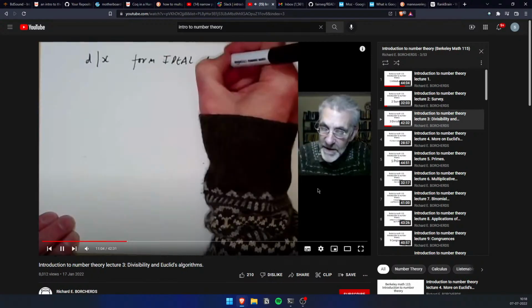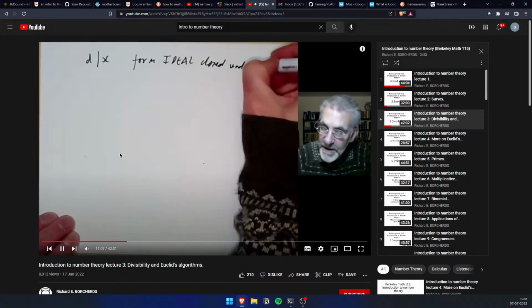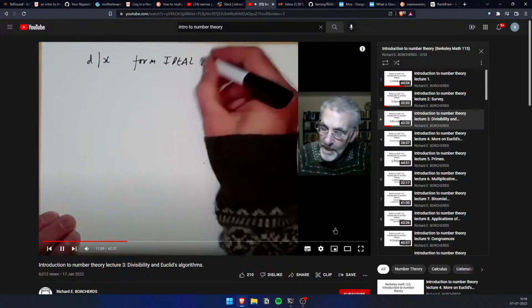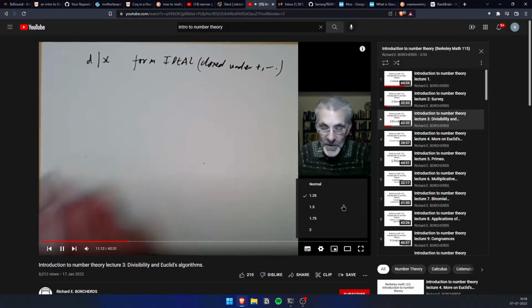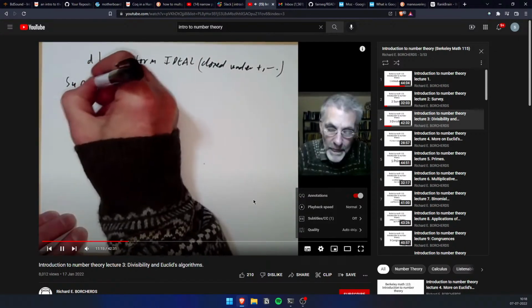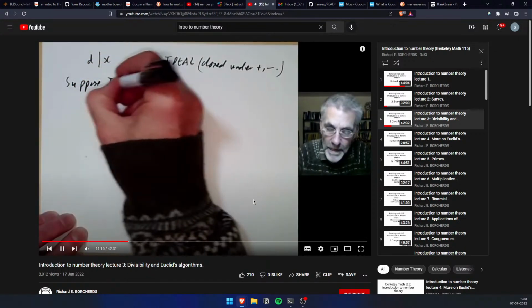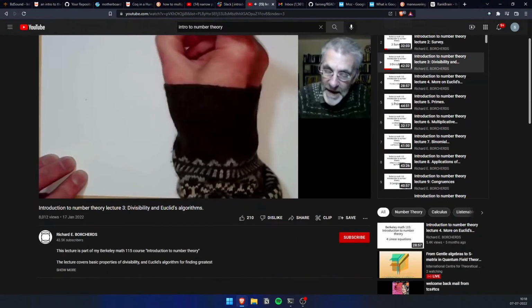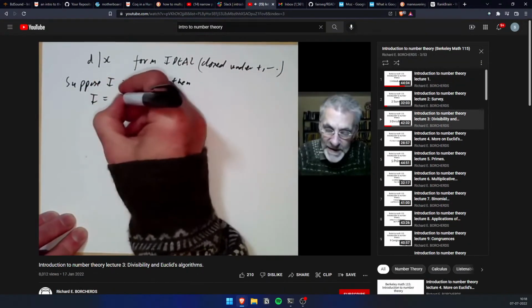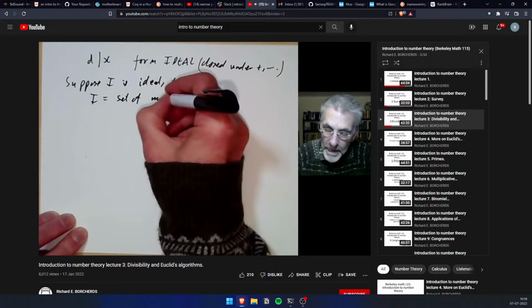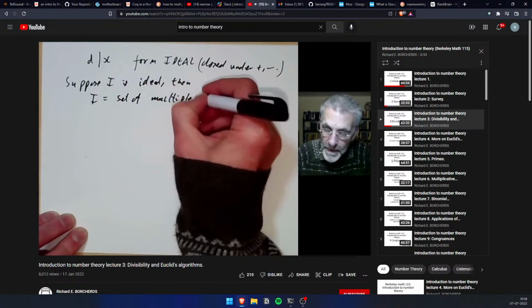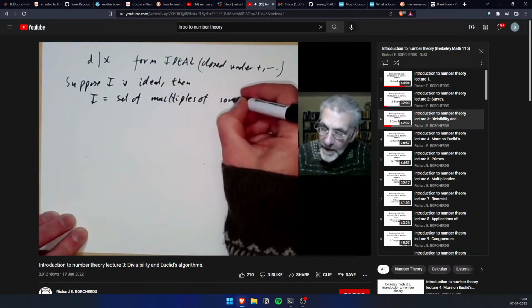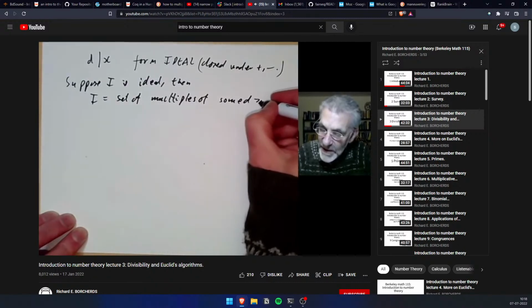closed under addition and subtraction. The converse is also true. If you've got an ideal, then I is equal to the set of multiples of some number d greater than or equal to 0.